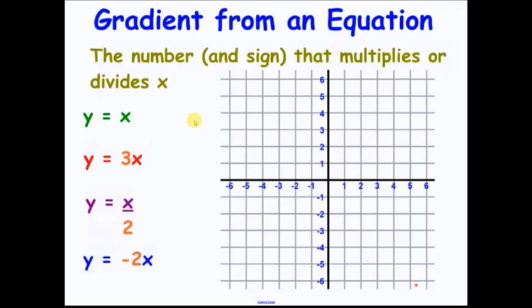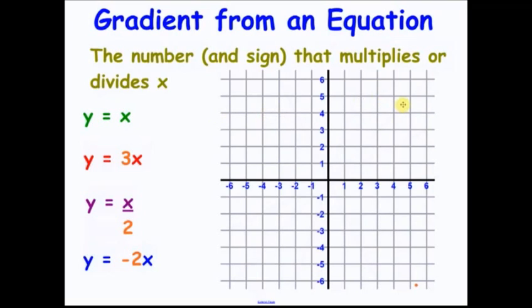Okay, let's look at gradients from equations. This is really quite straightforward. Essentially, the number that is multiplying the x term is the gradient. So on the most simple line we have, y equals x, there's an invisible 1 next to the x. Remember when we were doing basic algebra, we just don't write the 1 down. So the gradient of y equals x is 1.